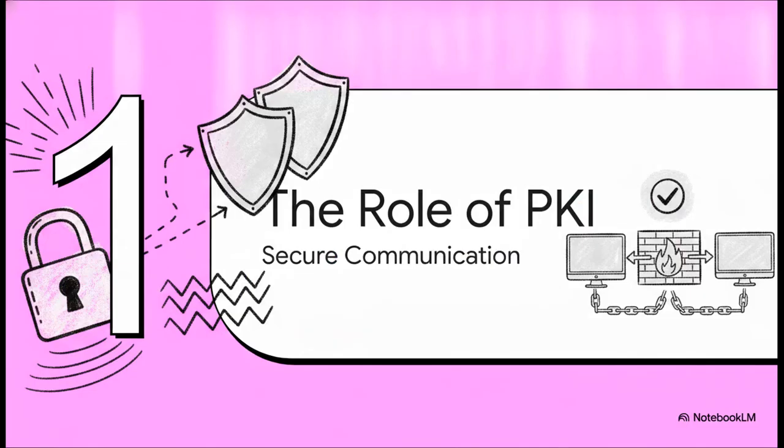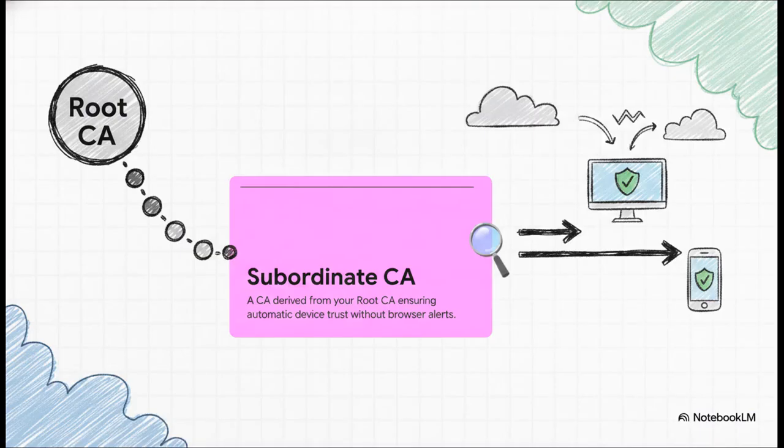Starting with Section 1, the role of PKI. Let's transition right into the very foundation of secure communication. For your firewall to actually inspect SSL traffic, it has to sit right in the middle of the connection. And to do that without causing a massive network panic, it absolutely must be completely trusted by the client device. Okay, let's dive into this, because this is honestly the ultimate best practice for corporate environments.